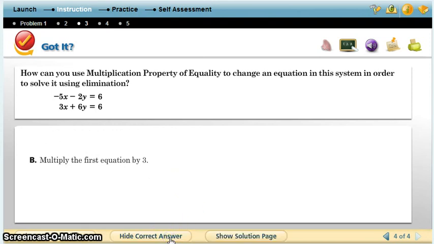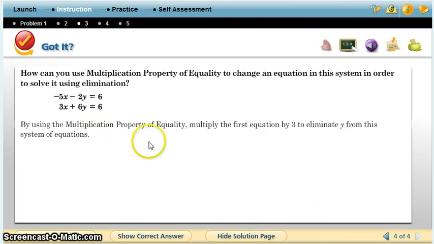You're going to multiply the first equation by 3. And if you multiply the first equation by 3, then your y values are actually going to be the ones that match. Now, when our solution page pops up here, this is just an explanation of multiply the first equation by 3 to eliminate the y's in your system. So what I would like for you to do is multiply this by 3 and solve the system of equations. And if you have any questions, make sure you ask when you come to class.